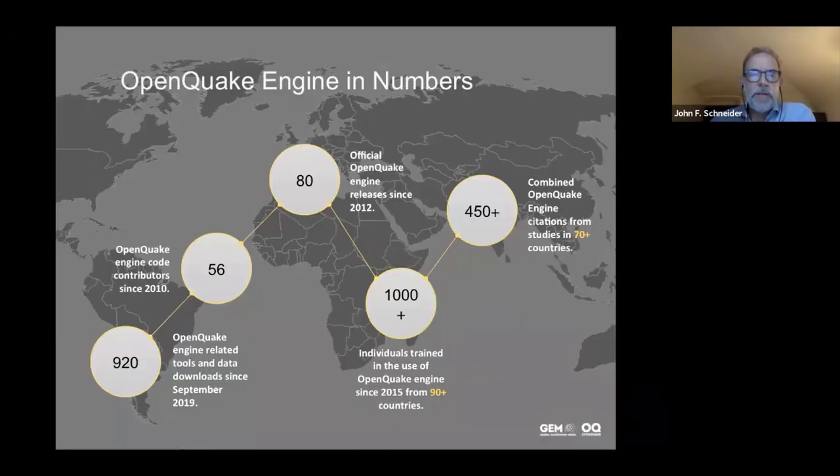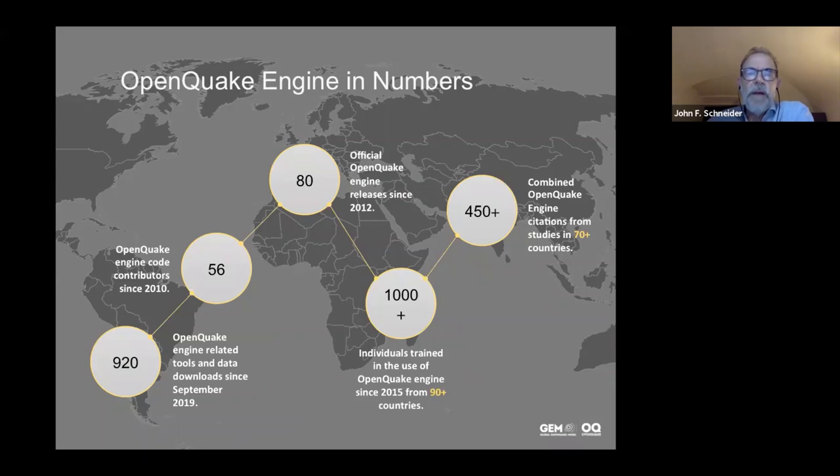And a few more statistics. For OpenQuake engine-related tools and data downloads, so these are the tools that help developers with building OpenQuake models, 920 downloads in the last year. There have also been over 56 contributors to the software in the last decade. So these are people who've actually developed code. There have been approximately 80 OpenQuake engine releases, so lots of updates, lots of changes, and more than 1,000 people trained in the software through conferences, through workshops, et cetera, over 1,000 people worldwide from 90 countries.